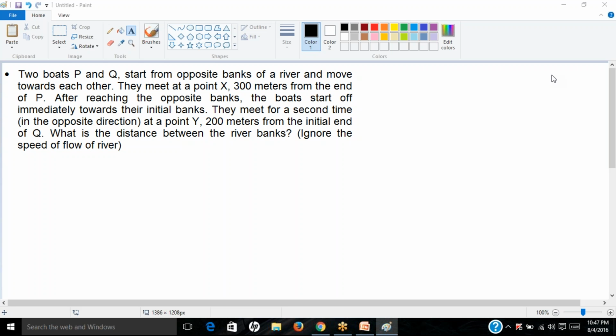Again, see logically, Neha, I am replying to your question. Logically think, if their speeds were equal, wouldn't they have met always at the midpoint? Am I right? They would always meet at the midpoint. In that case, if the distance from x is 300, the distance from the other point is also going to be 300. So the total distance would be 600.